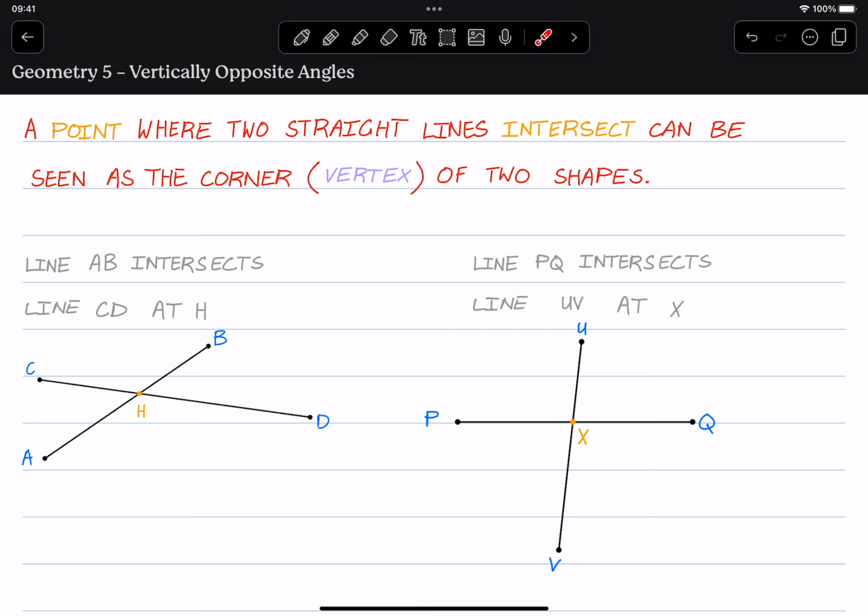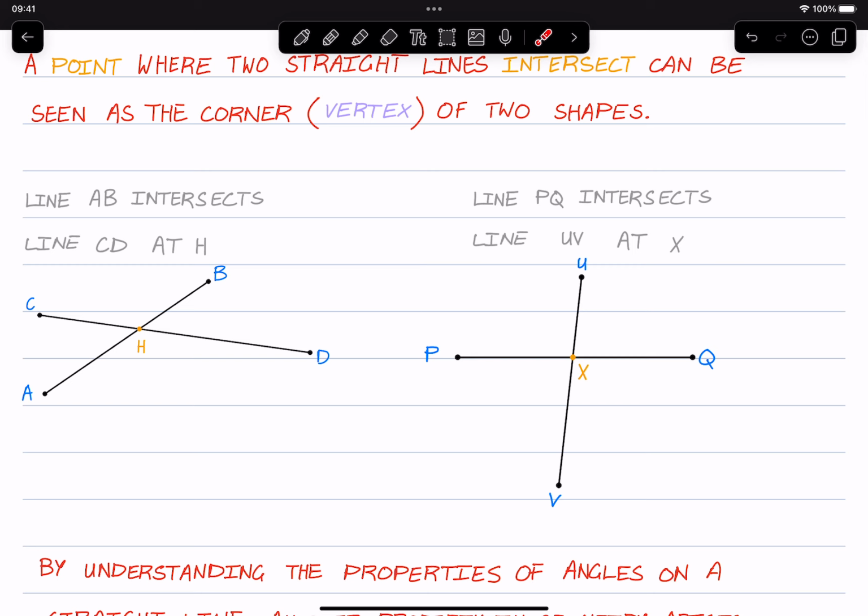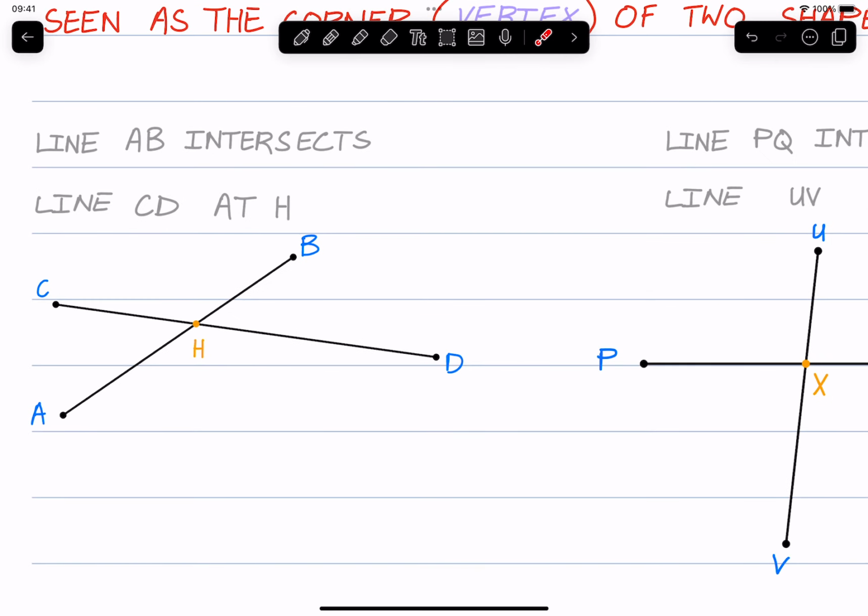A point where two straight lines intersect can be seen as the corner or the vertex of two shapes. Here's two quick examples of what I mean. Line AB has a point of intersection with line CD at the point H. But if you just imagine joining these two, you can see that point H is the corner or the vertex of two triangles.